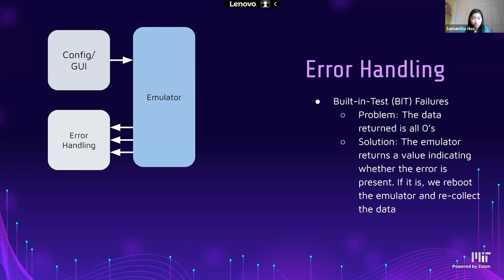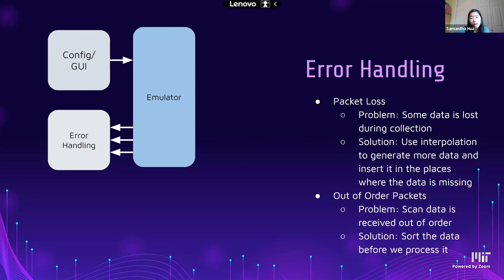Next, we'll talk about packet loss. The problem with packet loss is that some data is lost during collection. And our solution was to use interpolation to generate more data and insert it in the places where they're missing. Interpolation is a mathematical process where new data points are generated based on patterns found within a given data set. So when we noticed that data was missing, we gave our program nearby data points so that it could create data that made sense.